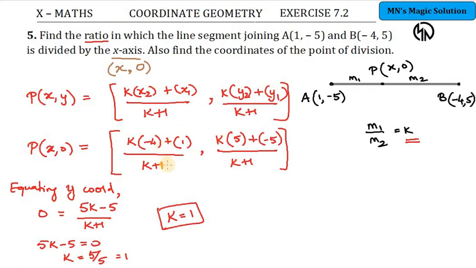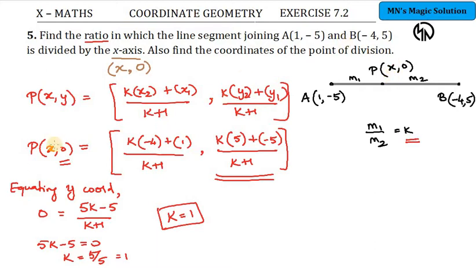So in order to find exactly the value of K, I'm going to equate the known value in my coordinate, which is the y coordinate value. Y coordinate is 0, because they have given that this is a point on the x-axis. So 0 is equal to whatever y coordinate section we have got over here, I'm going to equate it. Equate and simplify, I'm getting K's value as 1. Now what is the next step? They have asked you to find the ratio and also they have asked you to find the coordinates of the point of division. That is, they are asking to find the x in P of (x, 0) as well.